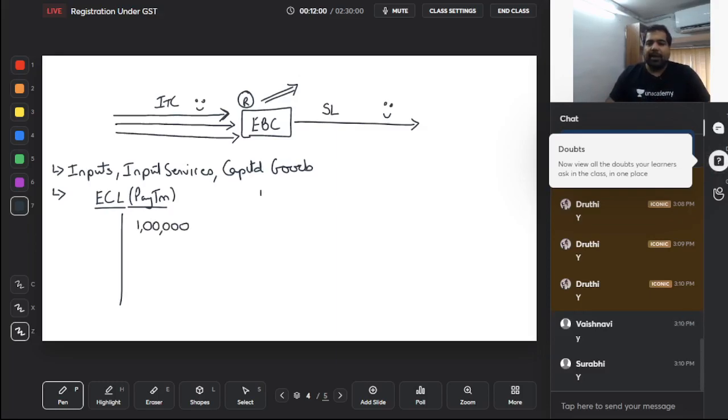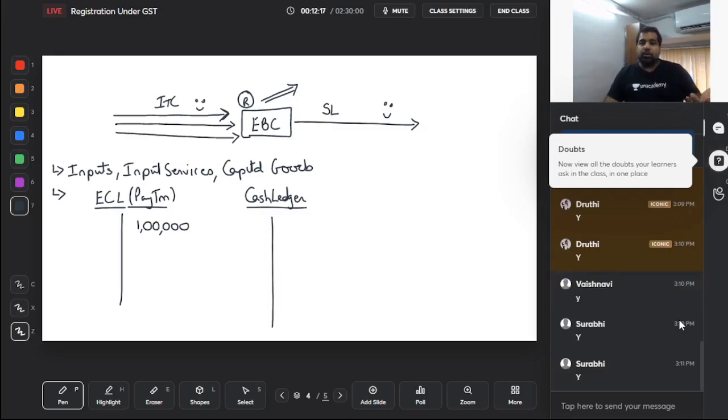Next is an electronic cash ledger, but because it's the same ECL, I'm going to call it only cash or only cash ledger. Guys, this cash ledger is like a bank account. In your bank account, can you put money? Yes. And do you keep money in the bank account? Yes, because you get interest, guys. But here you don't keep any money usually because you don't get any interest. So you put in money only when it's used.